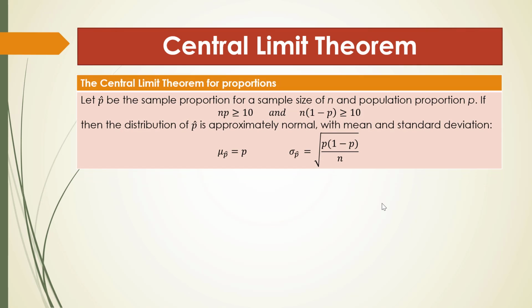So the central limit theorem for proportions says: let p hat be the sample proportion of a sample of size n and population proportion p. If n times p is at least 10 and n times 1 minus p is at least 10, then the distribution of p hat is approximately normal with mean and standard deviation: mean of p hat is p and sigma of p hat is square root of p times 1 subtract p over n.